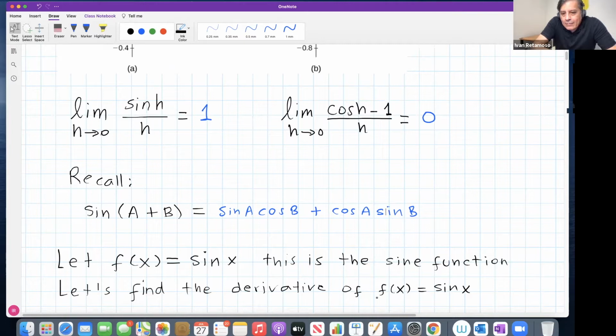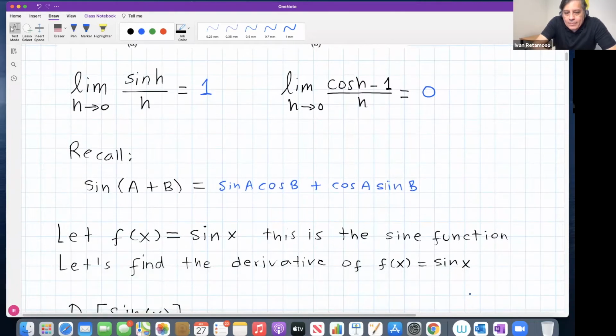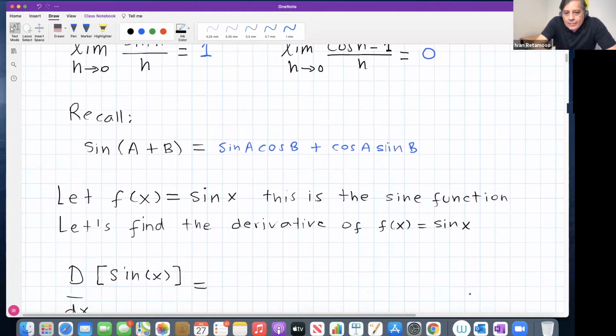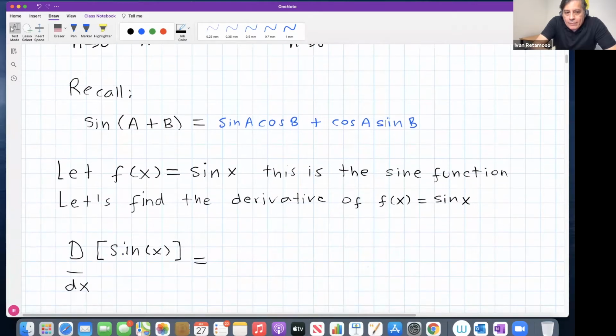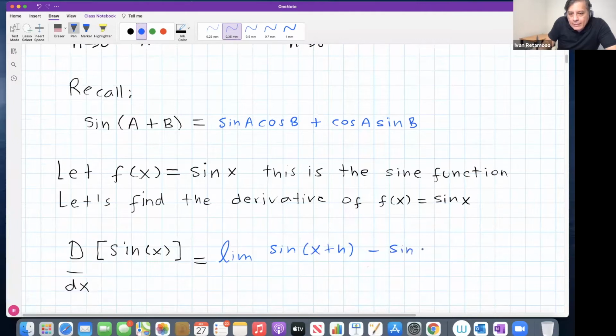Let's find the derivative of f of x equals sine of x. Let's start with that. I'm going to show you step by step how mathematicians figure this out. The derivative of the function sine of x with respect to x, using the definition via limits, is equal to the limit of sine of x plus h, minus sine of x, all over h as h approaches 0. This is the derivative using the definition via limits.